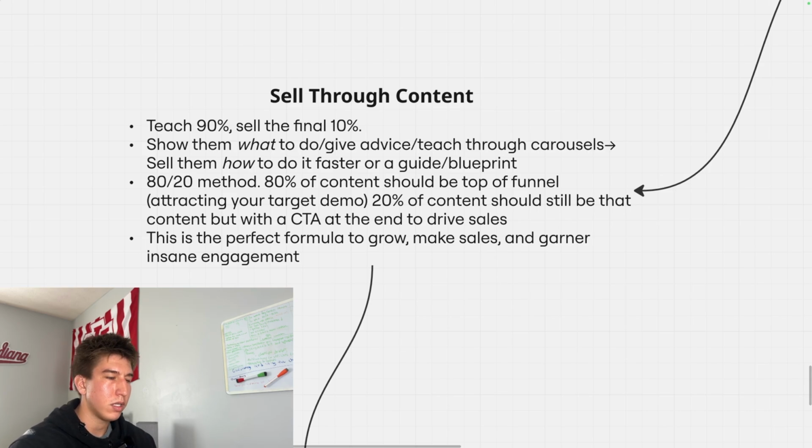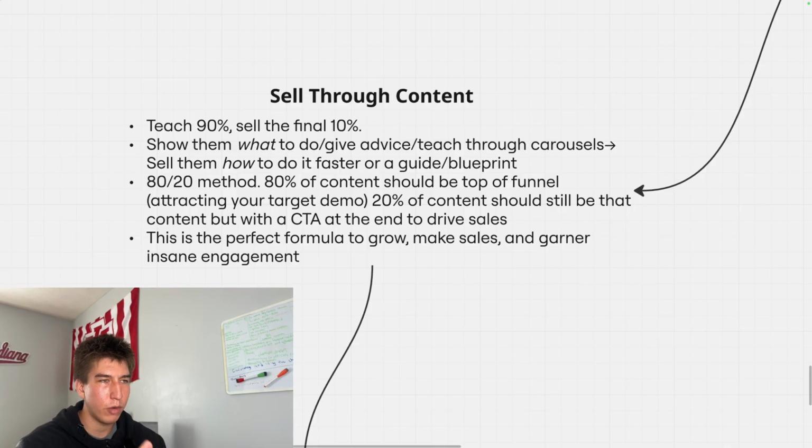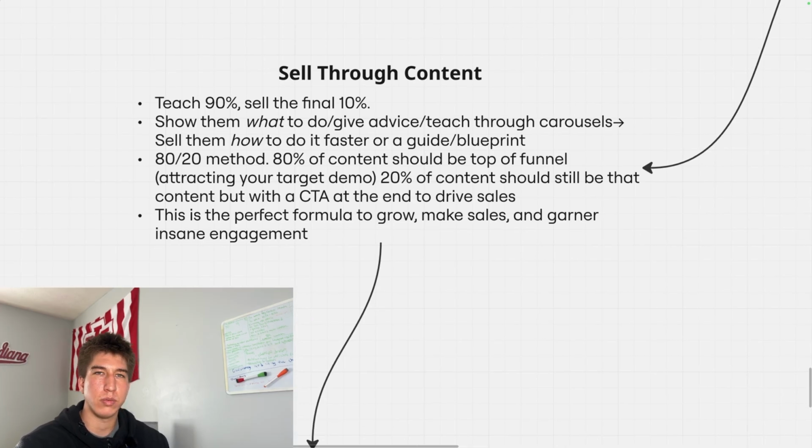So you need to make sure that your engagement continues to go up. You need to make sure that your views continue to go up. You should never be dropping. And this is the perfect formula to grow, make sales, and garner insane engagement. And on top of that, it builds trust. When someone comes to your page and some of your posts have 20,000 likes, 30,000 likes, people look at that and they're like, okay, this looks like a valuable brand. If people come to your page and you're getting 10 likes a post, they're probably not going to buy from you. And you should really just focus on growing the page up more before you try to start selling.